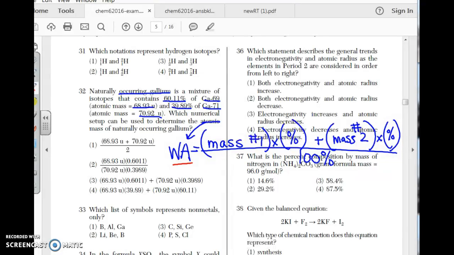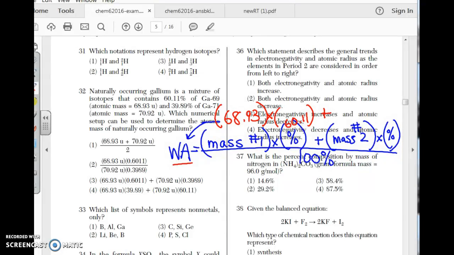I said the way they presented it makes it a little bit more difficult for us. But remember, if I take the percentage of isotope 1 and multiply it by its mass, and then I add that to the percentage of isotope 2 times its mass, I'm going to get a value that's 100 times too big, so I have to divide that by 100%. That's a little bit confusing, but again, I'm just trying to show you how to connect it within the problem. So this percentage is 60.11, isotope number 1. It has a mass of 68.93.